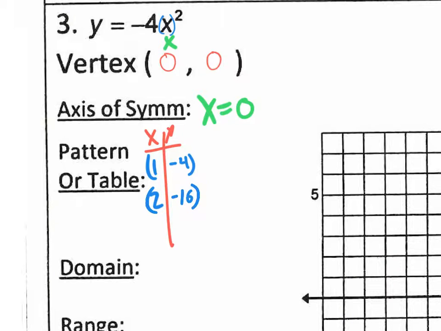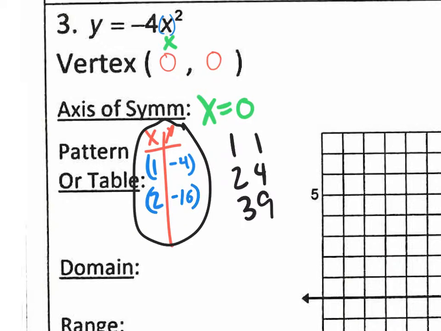Or you could use a pattern: 1, 1, 2, 4, 3, 9. You modify the second numbers on your output according to that new a value, negative 4. I'm just going to multiply the outputs by 4. See this negative sign, all it tells you is that it's opening down. So all you got to do is modify these three numbers, the 1, the 4, and the 9, by 4. If you modify it by 4, you're going to end up getting a 4, a 16, and a 36. So your new pattern is not 1 over 1 down. It's actually 1 over 4 down.